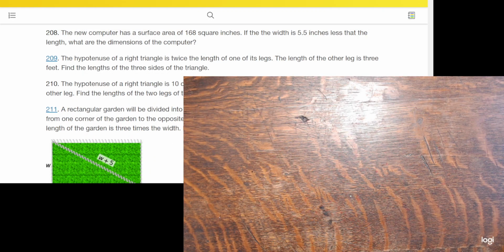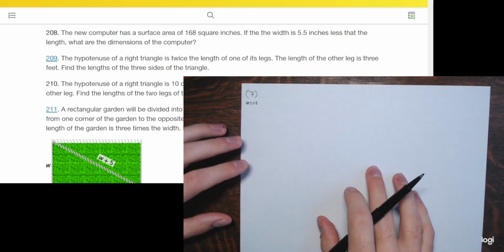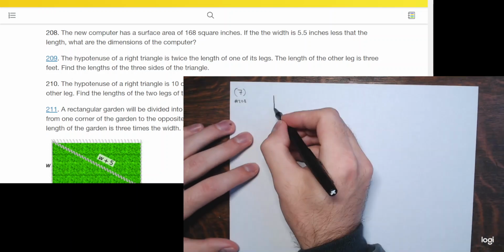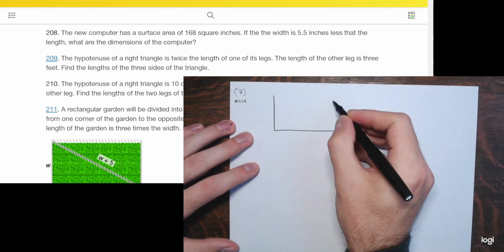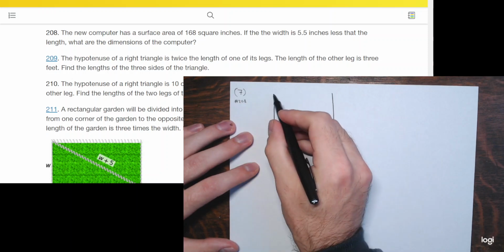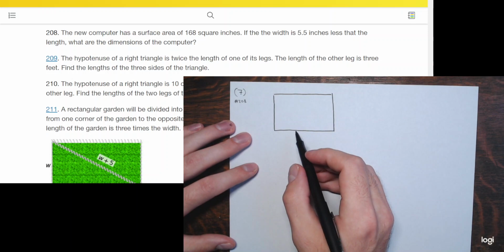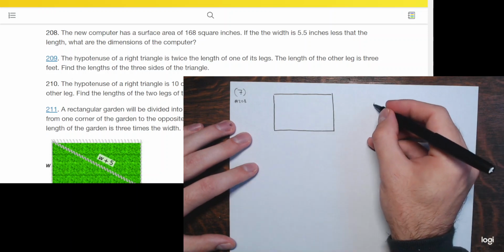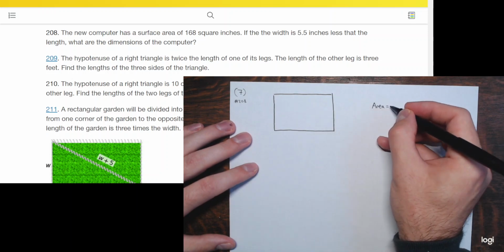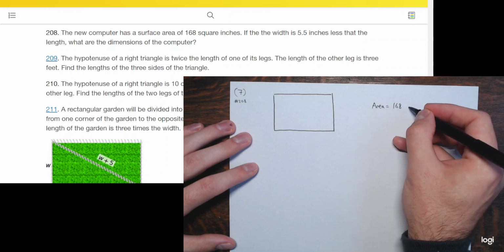All right, so pulling up another piece of paper here. So I've got this rectangular computer screen. I guess I didn't need to draw this because I'm just drawing a generic rectangle. They said that it has an area of 168 square inches.